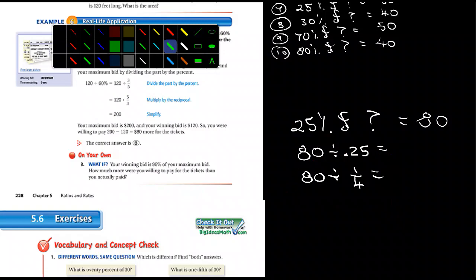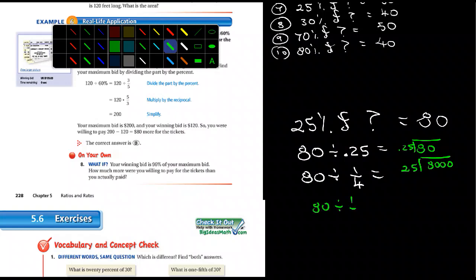80 divided by 0.25, I'll put 80 in the box. I'm dividing it by 0.25, okay? I would change the 0.25 to 25, but then I would have to add 2 zeros in here, so it becomes 8,000 divided by 25.